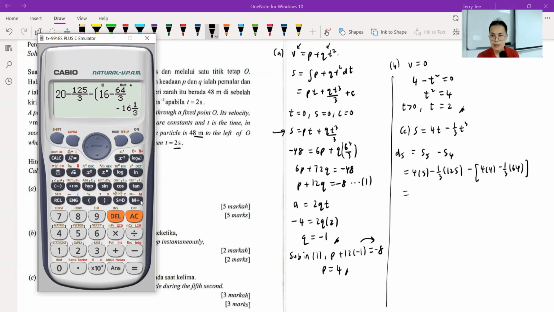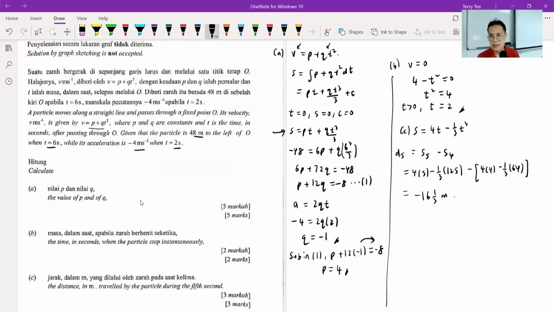Although you get a negative, it doesn't matter because distance is always positive. This simply means the particle is moving to the left. So we just drop the negative and say that the distance traveled in the 5th second is 16 1 over 3.